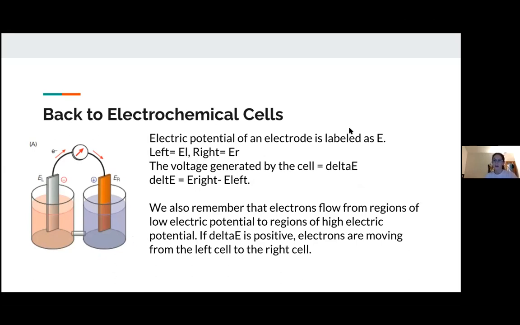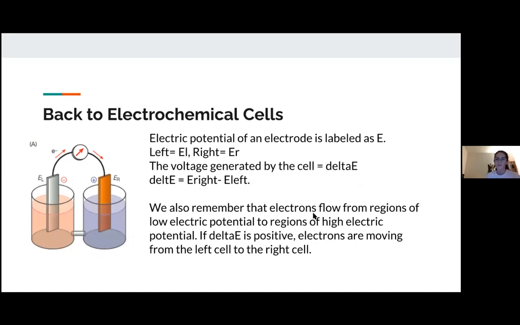So that was just a review of the physics, but going back to electrochemical cells, the electric potential of an electrode is labeled as E, with the left being EL and the right being ER. And so the voltage generated by the cell is going to be delta E, which will equal E right minus E left. So it's just the change between the two.